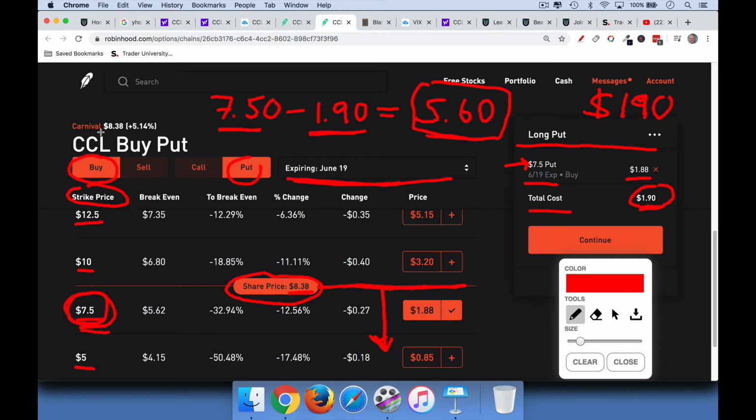So in order to just break even, Carnival, which is currently trading, call it at $8.50 or $8.38, wherever it is, is going to need to fall from $8.50 to $5.60. Now that's already a very big move. That's $2.90 divided by, call it, $8.50. So the stock has to basically fall 34% before I start making money. And that's a pretty big move, even for a penny stock like this, to fall 34%.